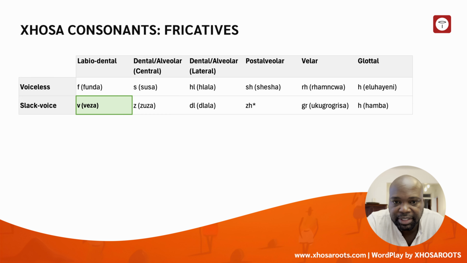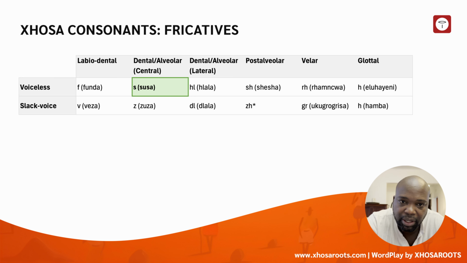Moving on to the next one, the dental alveolar ones, the central dental alveolar fricatives. We again have the voiceless, which is s. An example is susa, remove, susa or take away. The slack voice version is z, as in zuza, which is gain, zuza.